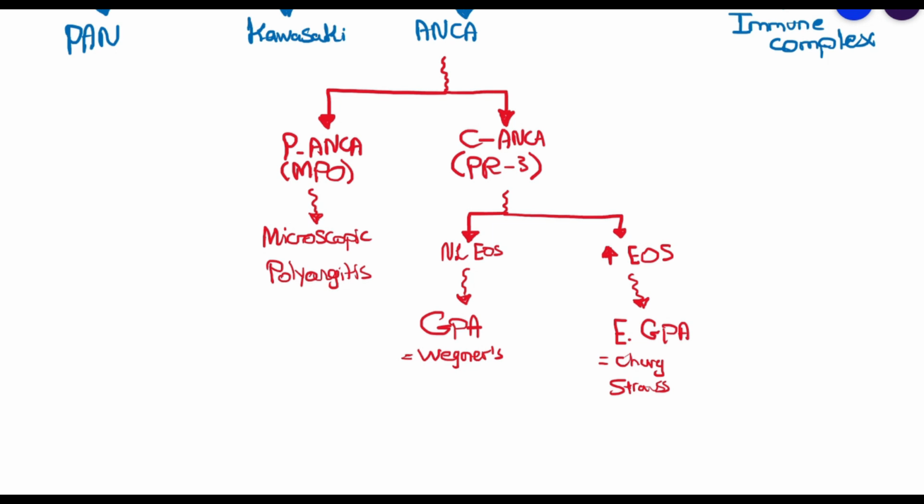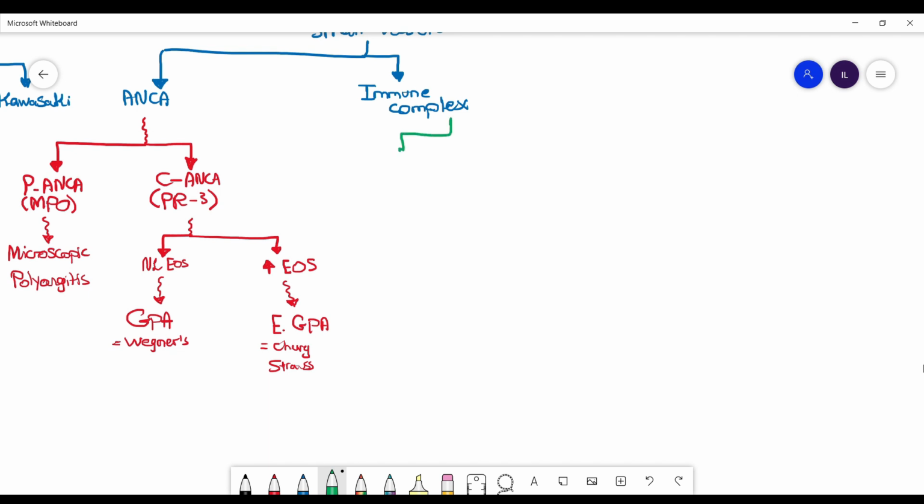Now, the immunocomplex-mediated small vessel vasculitis is mainly three types. The first one is Goodpasture syndrome, which is anti-GBM disease. Then we have IgA vasculitis, which is HSP disease. And the last one is cryoglobulinemic vasculitis.